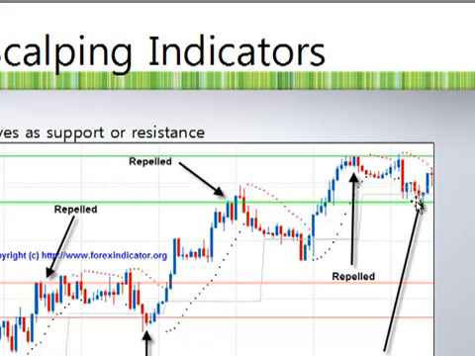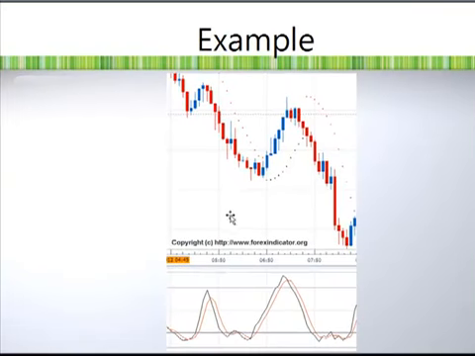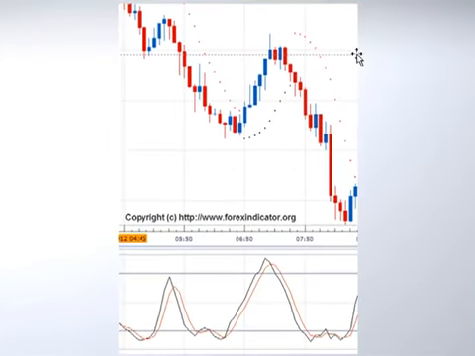Now we are going to combine all these three indicators to form a scalping strategy. Let's take a look at this trading example. We have a picture here, can you see? You can see that we have a parabolic SAR, we have a slow stochastic indicator, and we have a pivot point.